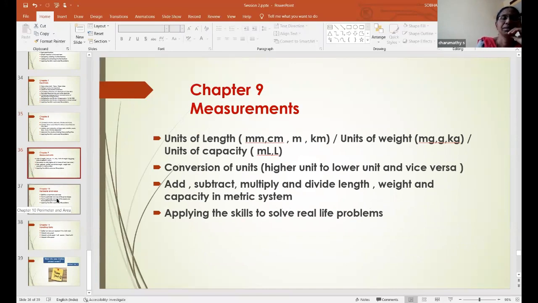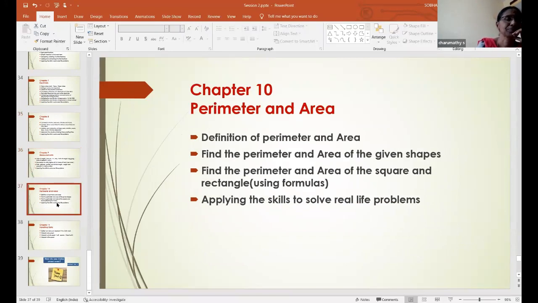Measurement topic. We again have conversion of bigger unit to the lower unit and lower unit to the higher unit. We are doing all the 4 operations with these units, and then solving real life problems.